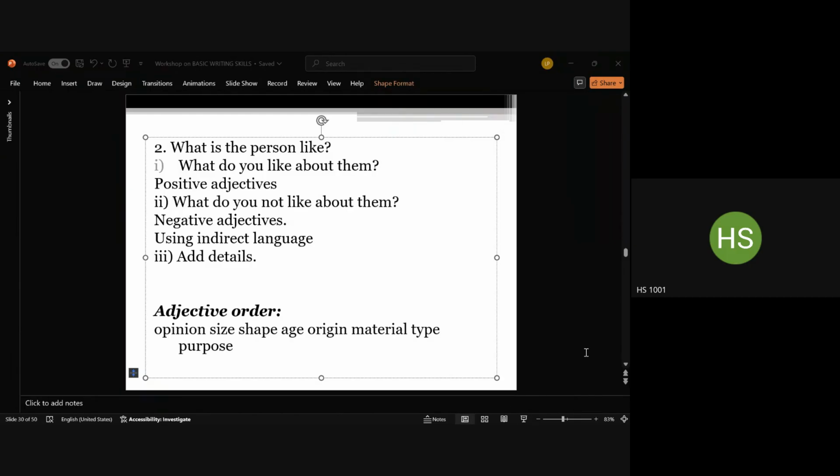Why is my cursor not moving? Okay. Right? So what's your answer?